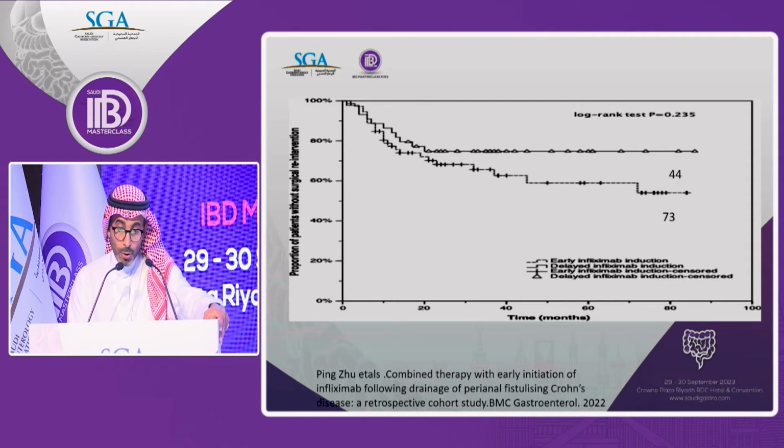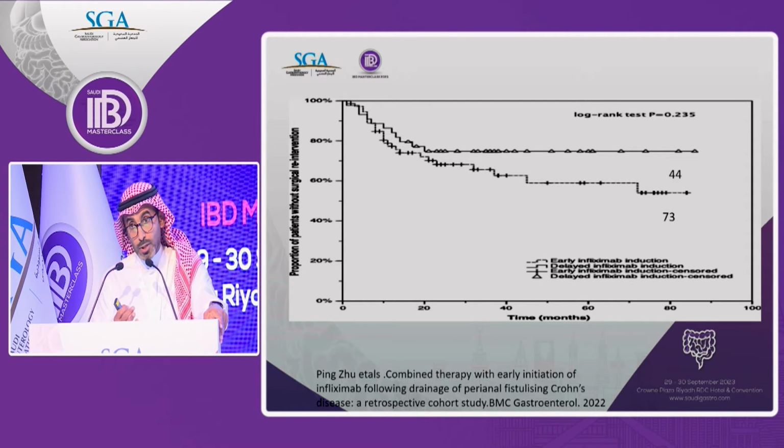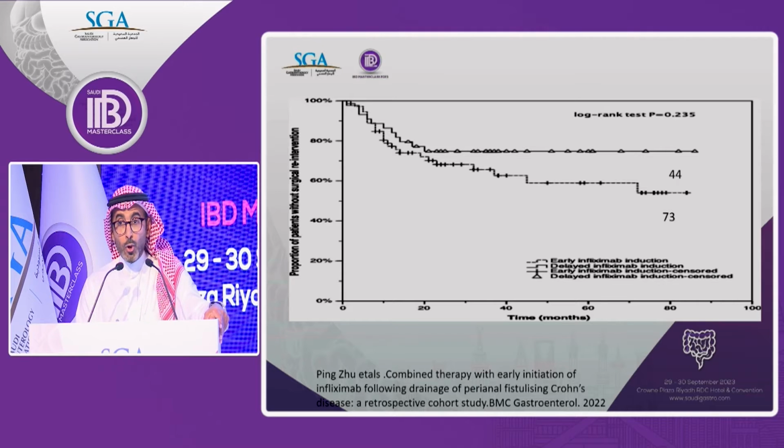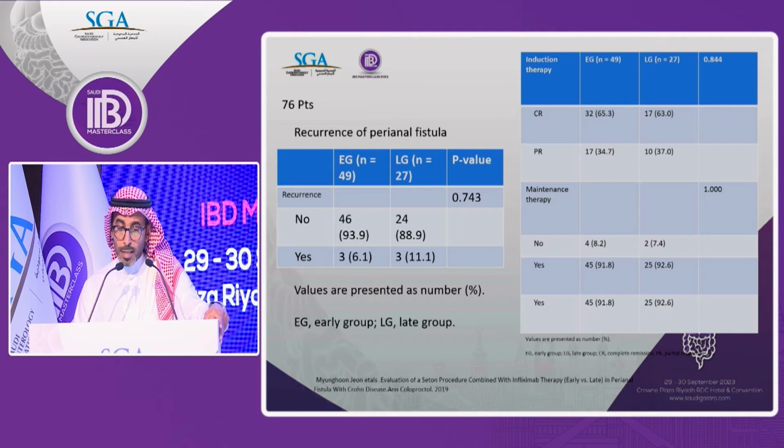So it's clearly here, though it's not significant, but it's a good sign that you start early, you prevent the reintervention or decrease the reintervention. Another study of 76 patients looked for recurrence of perianal fistulas. This is their primary endpoint, and secondary endpoint looking for clinical remission, meaning that there is no fistulas or partial response, decrease the number of fistulas more than 50%.